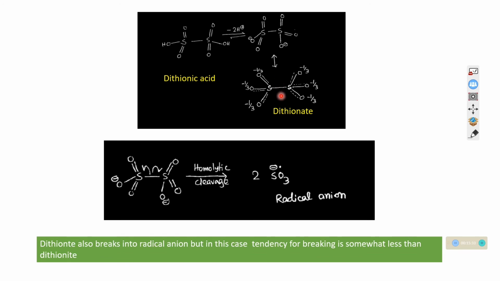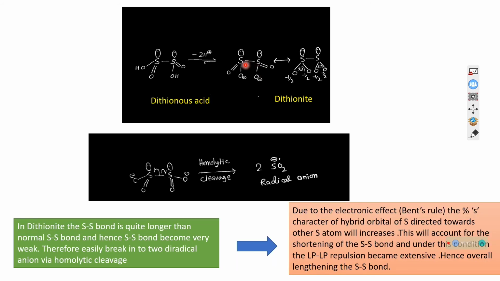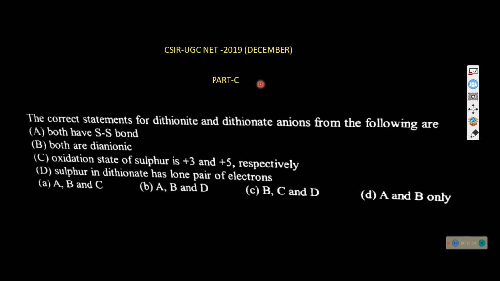So I think you all understand that point regarding Bent's rule and why we got the longer S-S bond than expected. So I picked one question from CSIR-NET December 2019. It's from part C, a 4 marks question. It's from the p-block species.